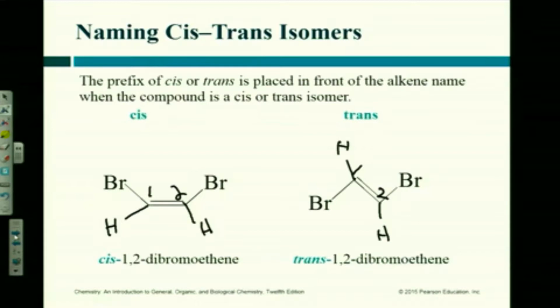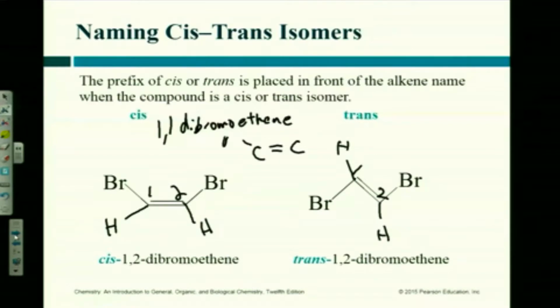Here's a good question for you. If you had 1,1-dibromoethene, can you have cis and trans? Think about it. What's ethene? C double bond C, right?